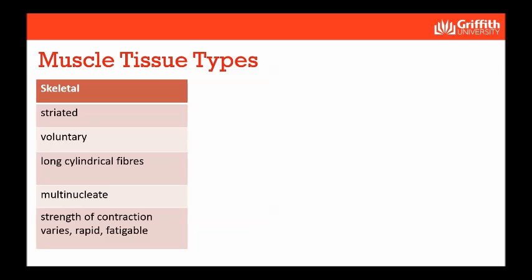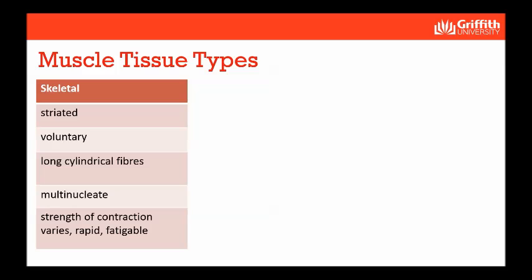Skeletal muscle tissue is made of long cylindrical fibers that are multinucleate. That is, each skeletal muscle cell contains multiple nuclei. A single muscle cell can be up to 30 centimeters long.